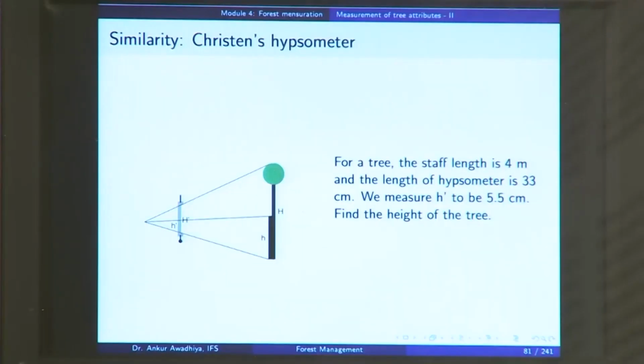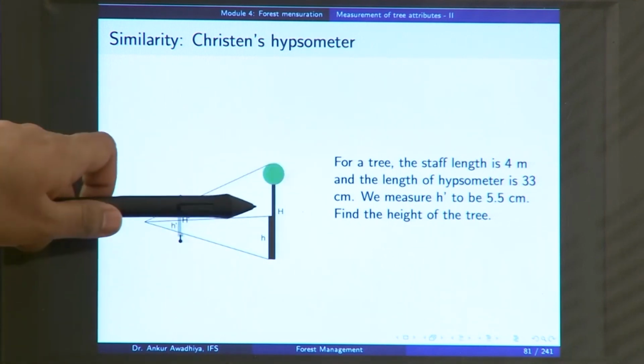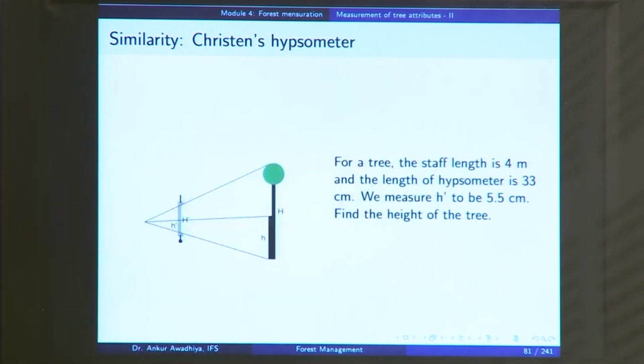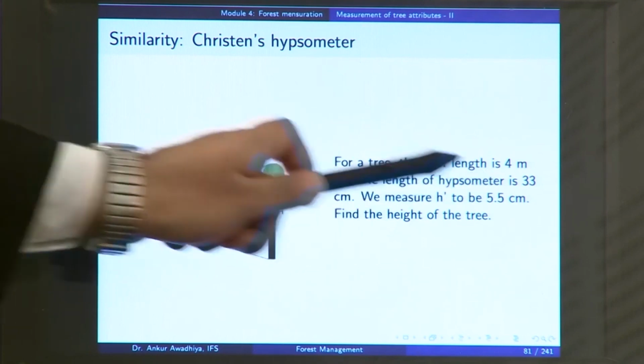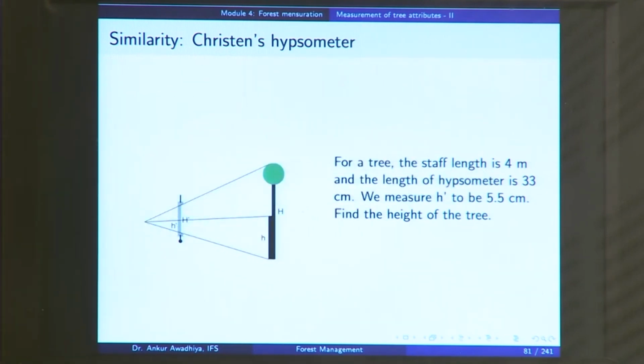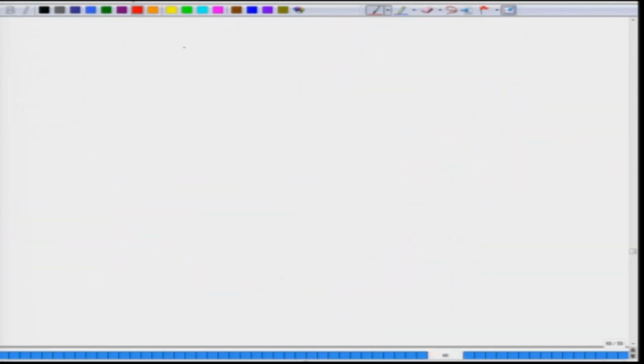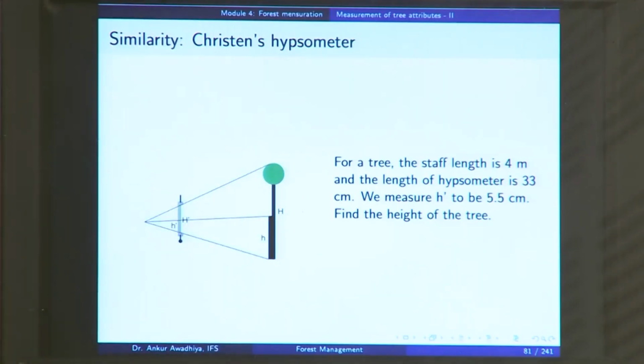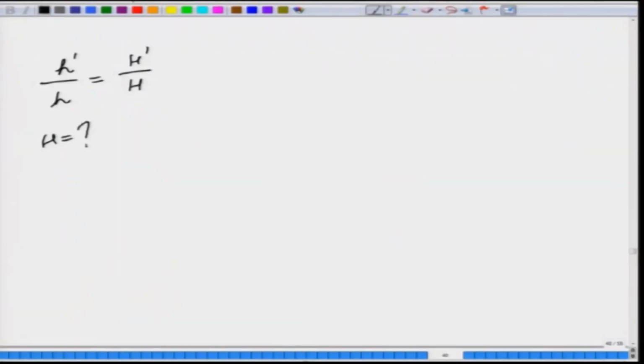So, let us now look at an example. Now, in this case, the staff length, this much or the small h, is 4 meters. The length of the hypsometer is 33 centimeters, which is your capital H prime, and we measure h prime to be 5.5 centimeters. Find the height of the tree. So, we are going to make use of this equation. So, you have h prime by h is equal to capital H prime by capital H, and in this case what we know is that we want to find out capital H. So, capital H is question mark.